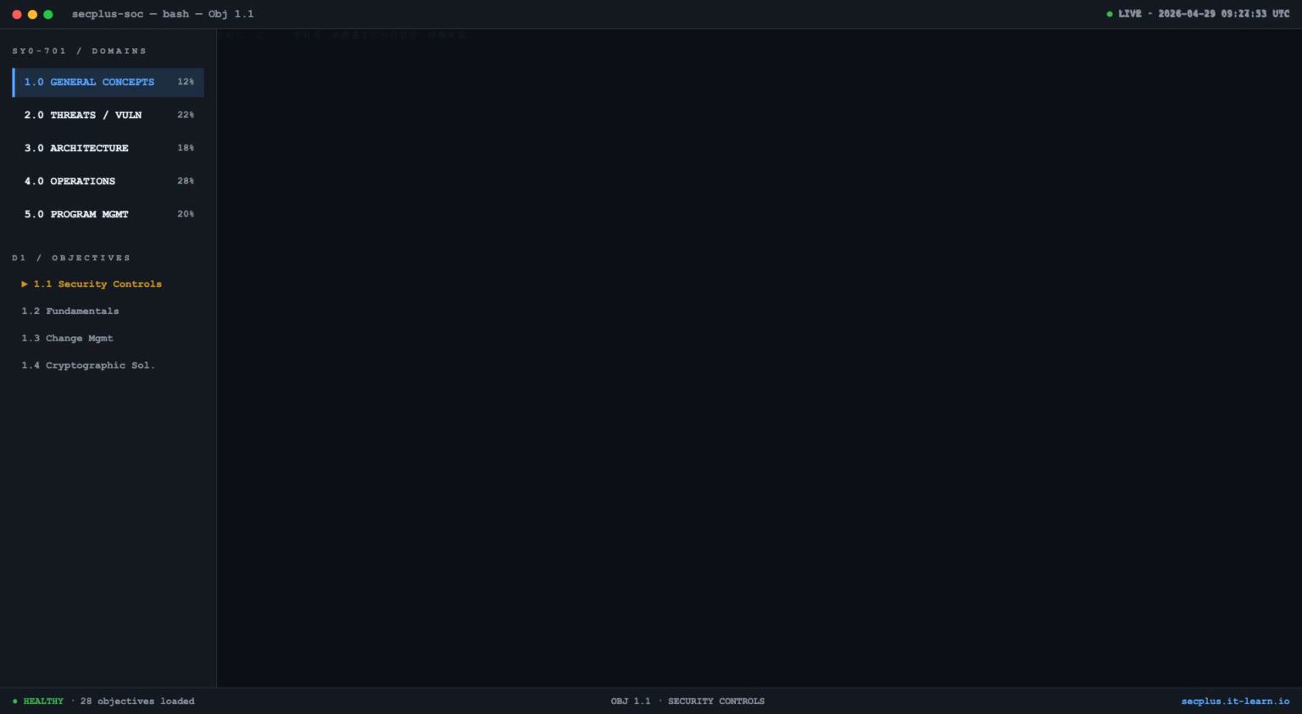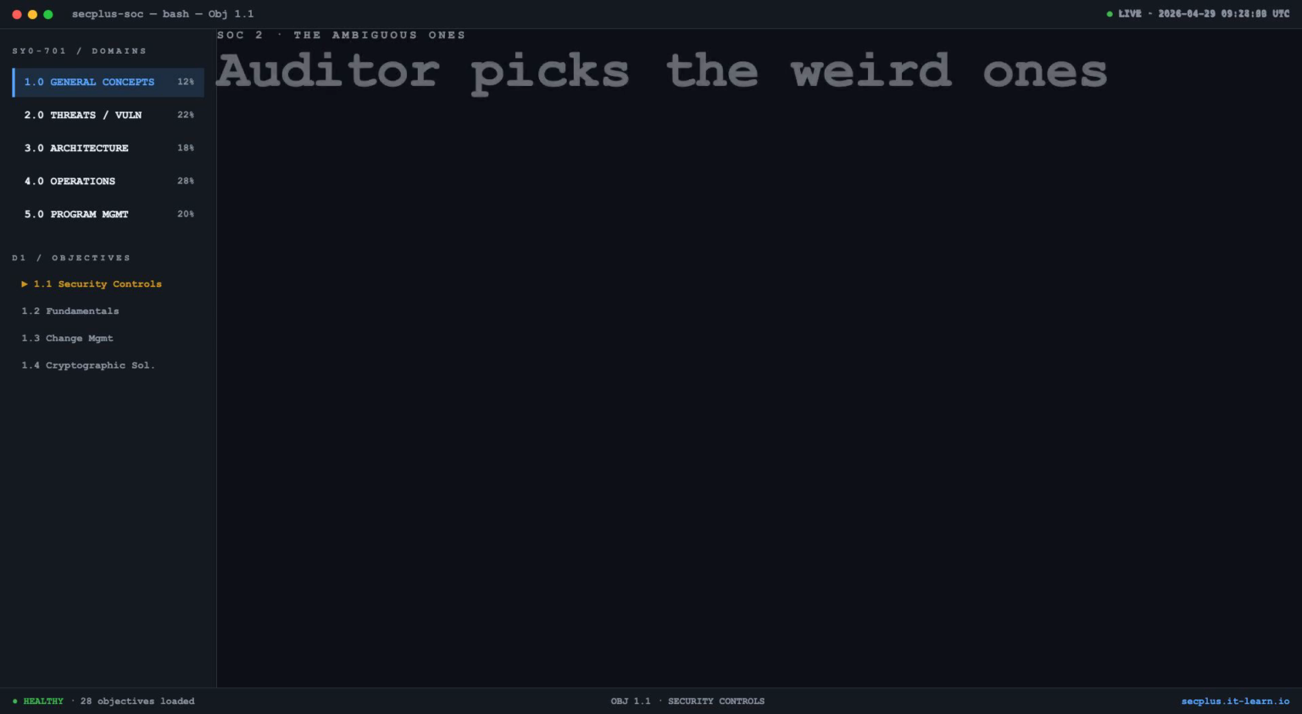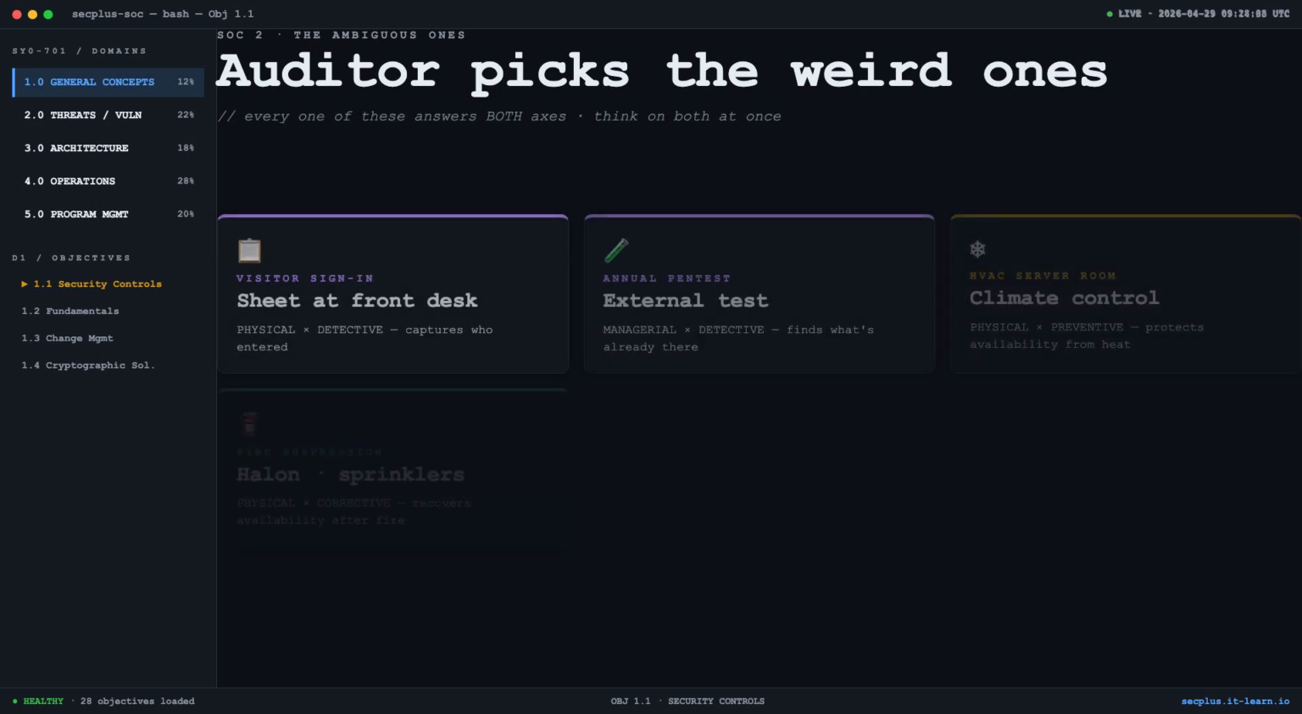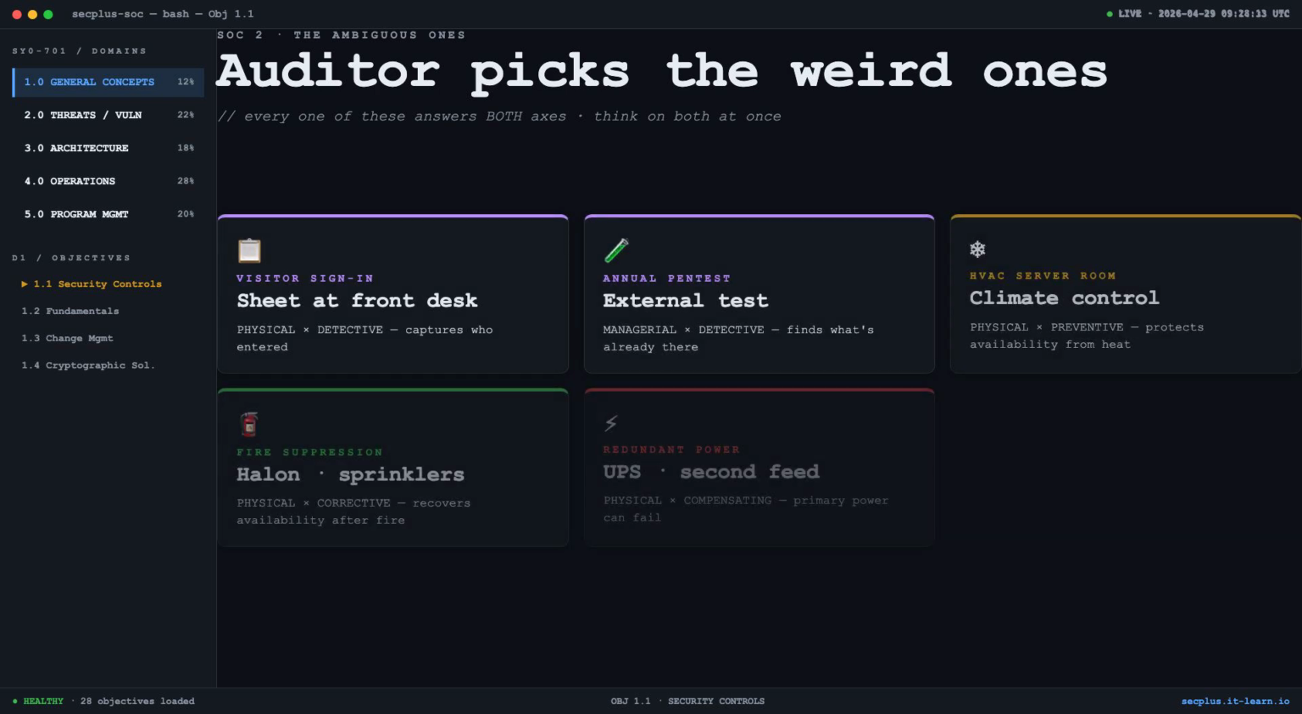Anyone who has ever sat through a SOC 2 audit knows the auditor will absolutely pick the most ambiguous control in your environment and ask you to label it. The visitor sign-in sheet at the front desk, the annual penetration test, the HVAC system that controls server room temperature. They want to see if you can think on both axes at once. The visitor sign-in sheet is physical and detective.